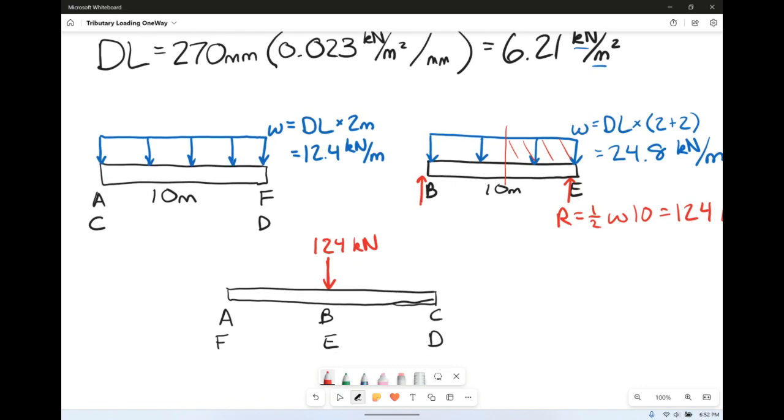Now, if you wanted to find how much goes to the columns, by all means, you could come back and find the reaction forces over here if we assumed that columns were only at A, C, D, and F.